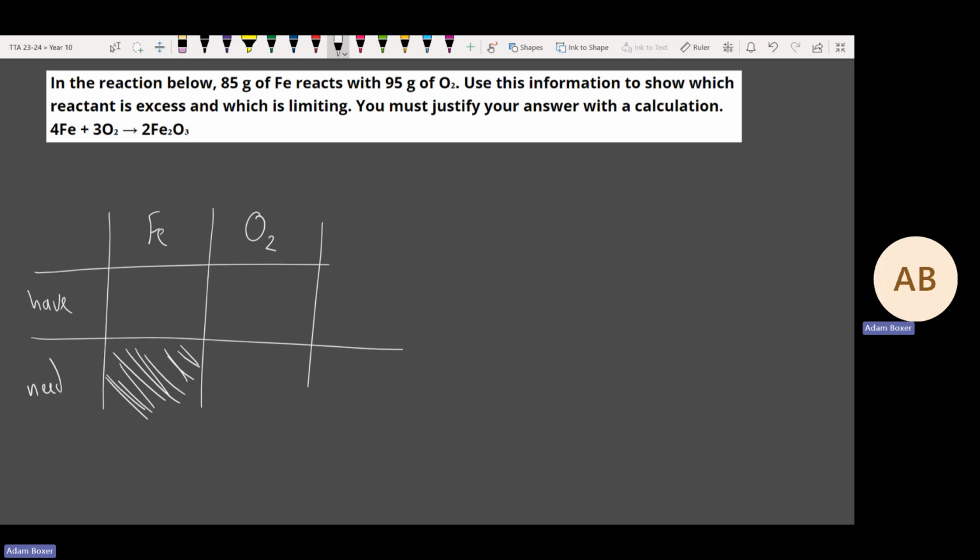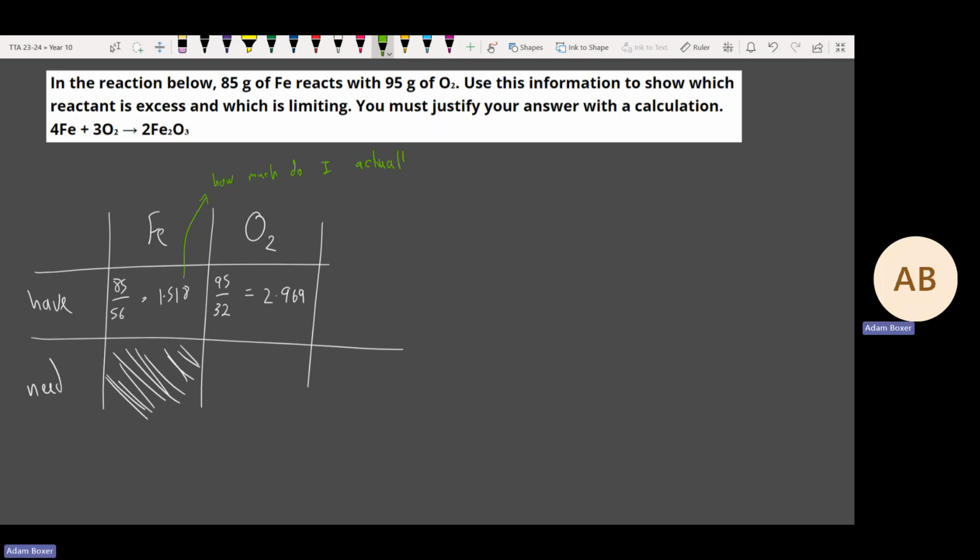And first I want to work out how much Fe I have in moles. So my moles is 85 divided by 56, which is 1.518 or thereabouts. How much O2 do I have? 95 divided by 32. This is all just using information from the question. I'm not doing anything beyond that at the moment. I've got 2.969-ish. Now the question is, if I have 1.518 moles of iron, I appreciate that I've got 2.969, but how much oxygen do I actually need?